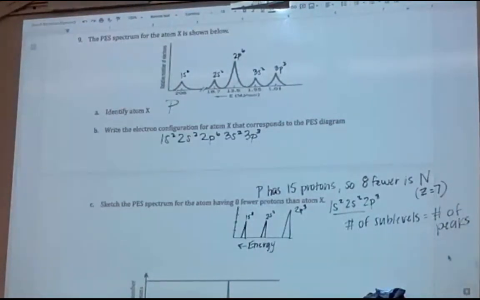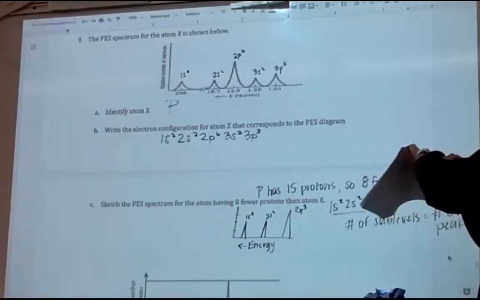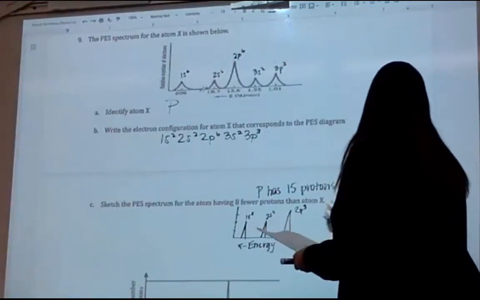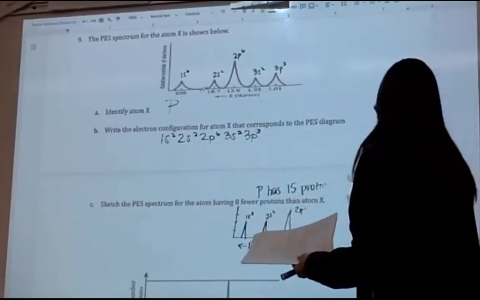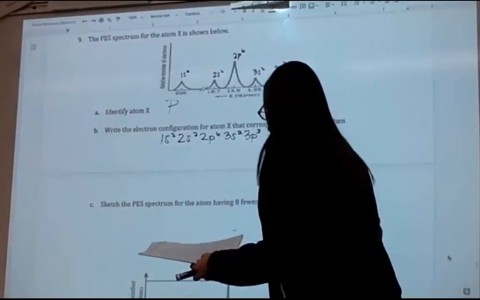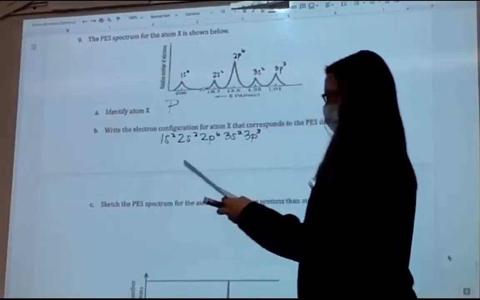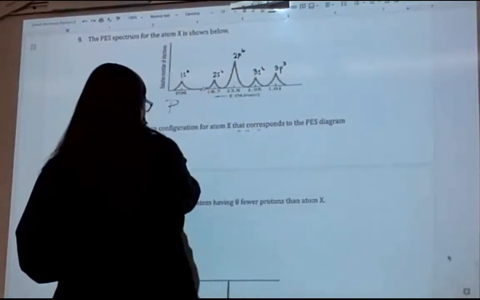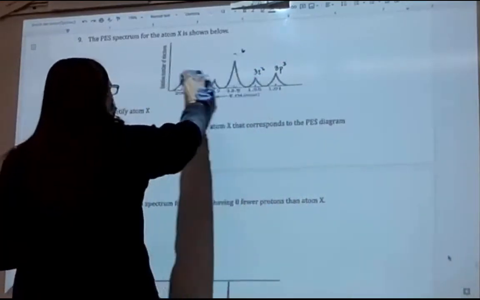So any questions on 6 through 9? Okay, so before the bell rings, here's what I want you to do with 10. We're going to actually answer the questions together, but I want you to look at number 10, and see if you can just label the peaks on the spectrum. Just label the peaks using the electron configuration on the spectrum.